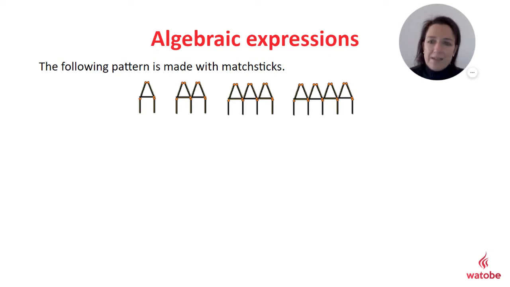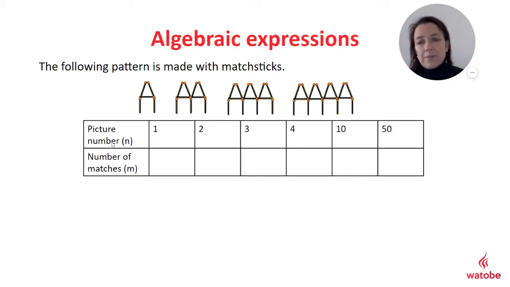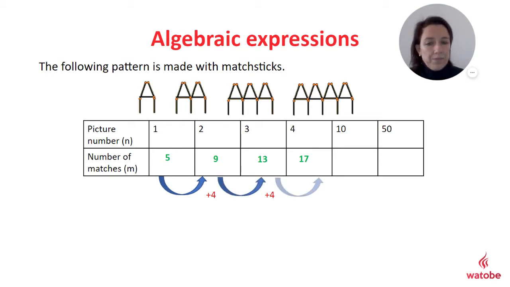So here we have a pattern created with matchsticks. We can represent this pattern in a table by showing the picture number and the number of matches. Now in the first picture, we can count the number of matches, and there are 5. In the second picture, if you count them, you can see that there are 9. In the third one, there are 13, and in the fourth one, 17. We can see that this pattern is created by adding 4 matches each time. So we start with 5, we add 4 to get 9, add 4 to get 13, and so on.